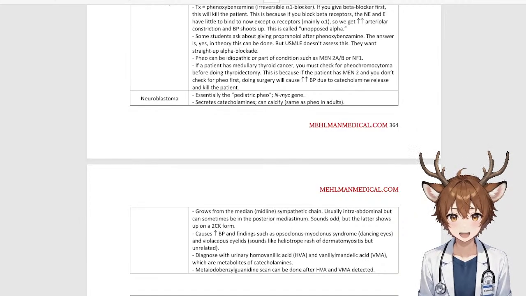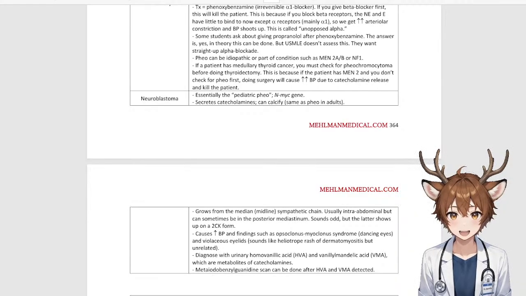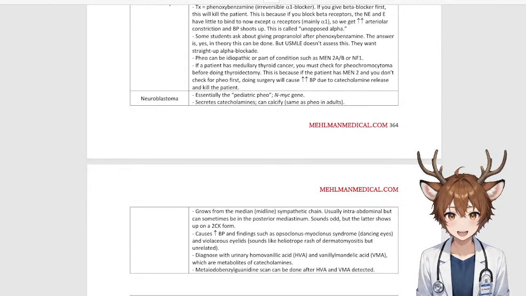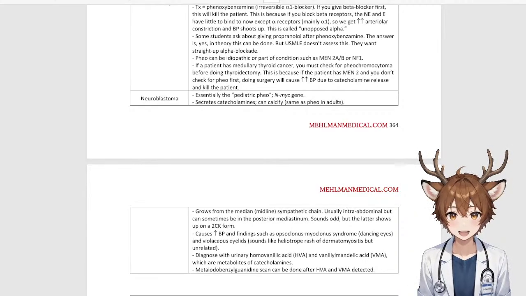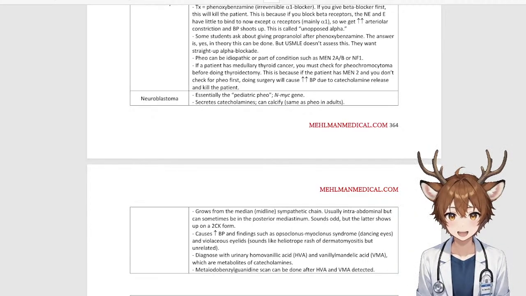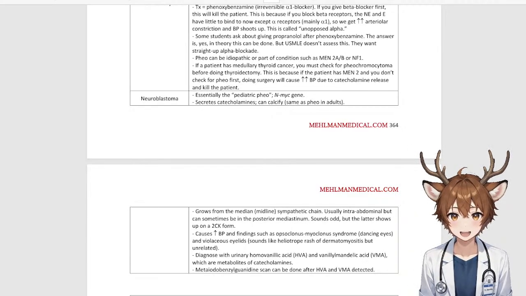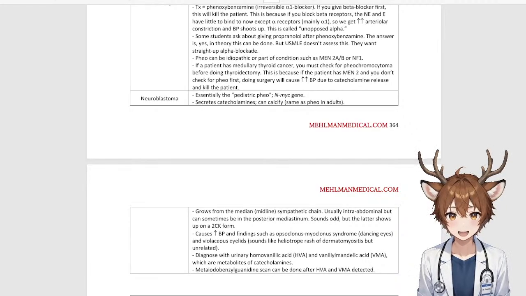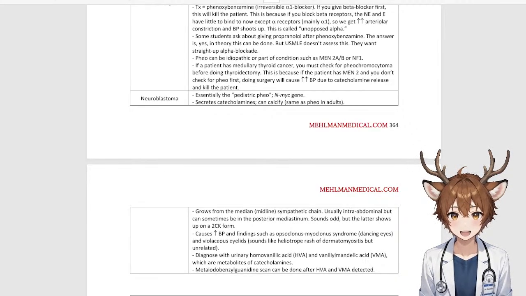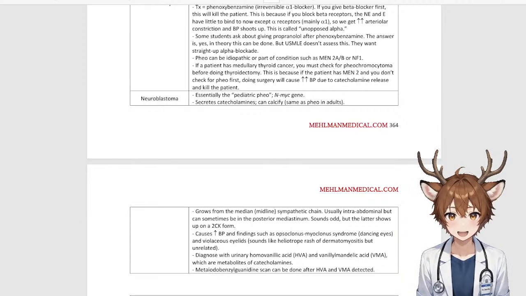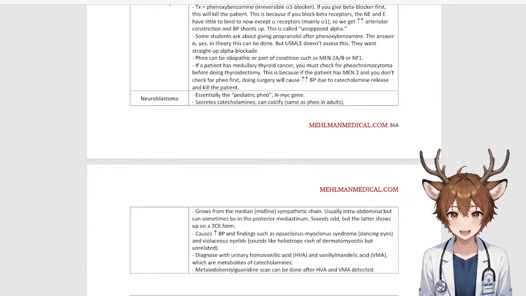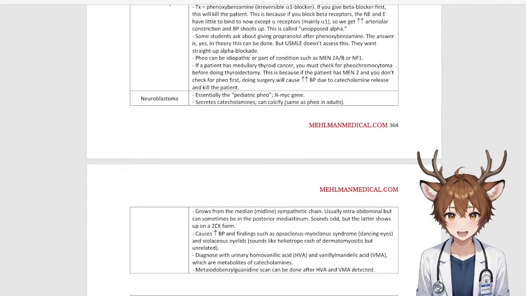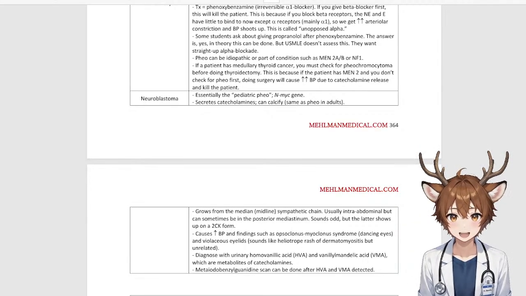Causes elevation in BP and findings such as opsoclonus myoclonus syndrome, dancing eyes, and violaceous eyelids. Sounds like the heliotrope rash of dermatomyositis, but unrelated. Diagnosed with urinary homovanillic acid, HVA, and vanillylmandelic acid, VMA, which are metabolites of catecholamines. A metaiodobenzylguanidine scan can be done after HVA and VMA are detected.